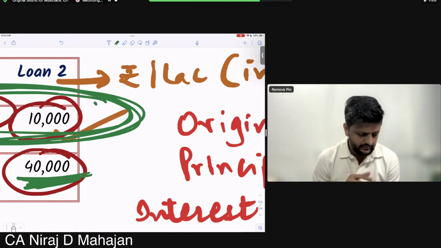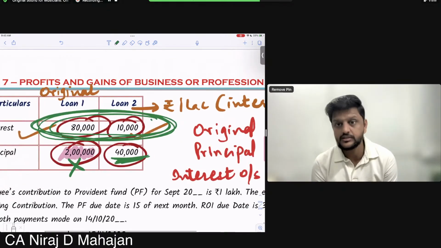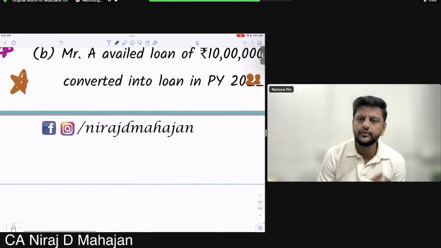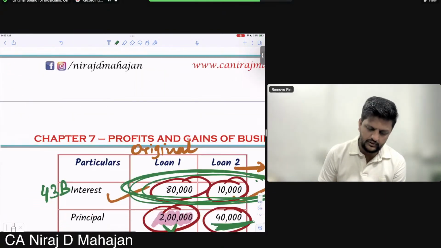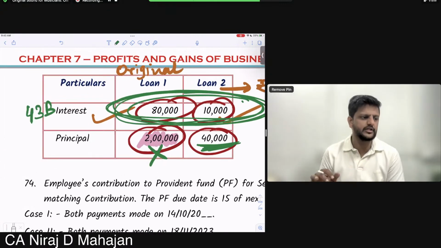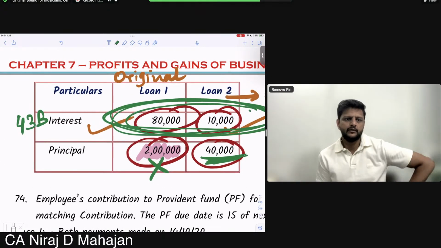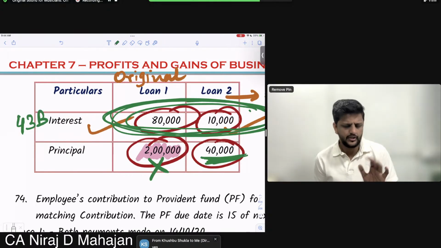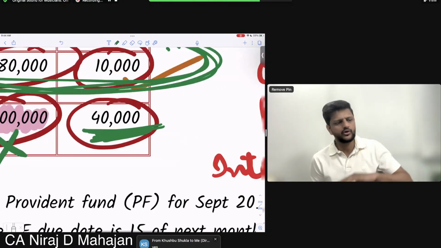The outstanding interest of 1 lakh was converted into principal, yes, correct. That is the meaning given over here. It was converted into a loan. Clear? Now, loan 2 interest, for further understanding, is nothing but interest on interest. Understood, Indrajit? Interest is allowed, but loan 2 principal was the outstanding interest of loan 1.